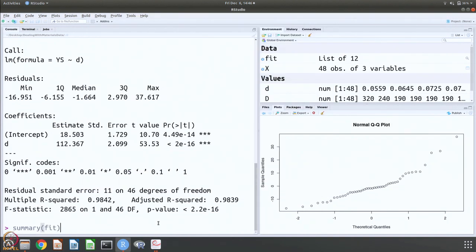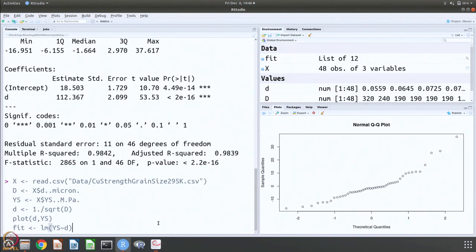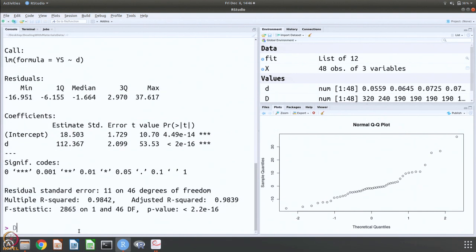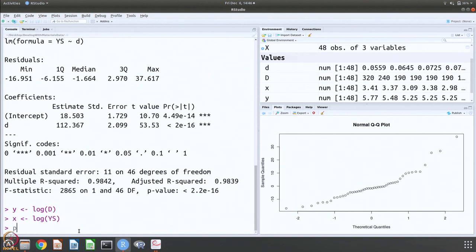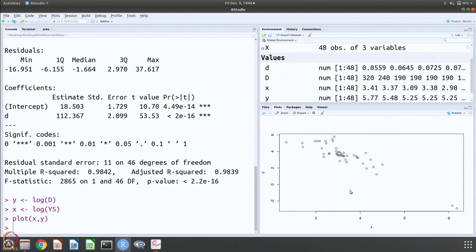So we can just take the data, and it is not quite complete, but one can try and do this exercise. So let us say that we have d, so we take the logarithm of d and store it as y, and we store as x the logarithm of stress. So we can see whether we can plot this, and does it follow a straight line.